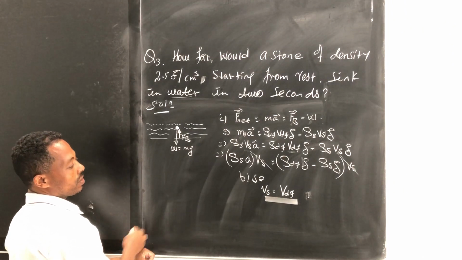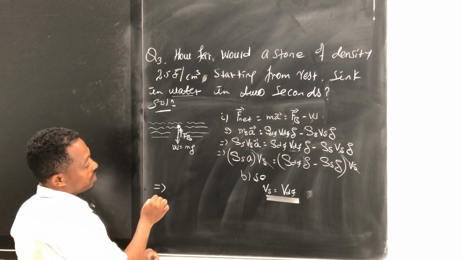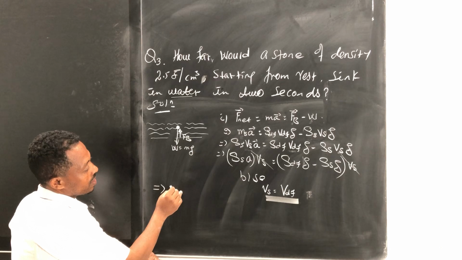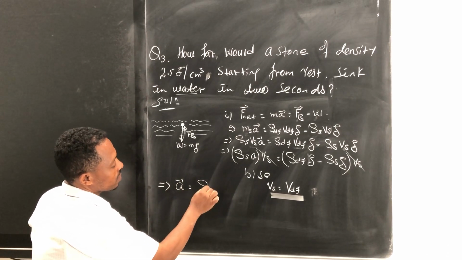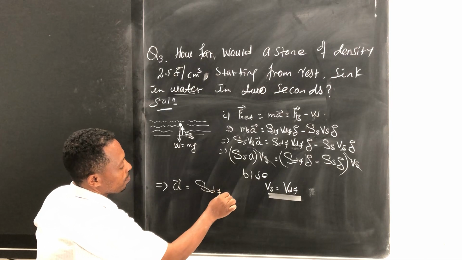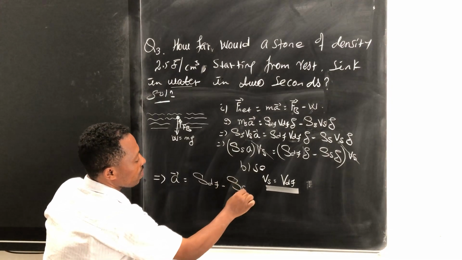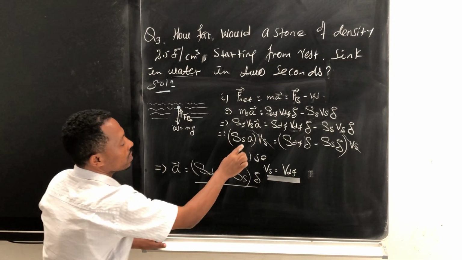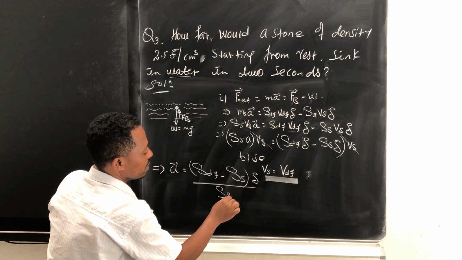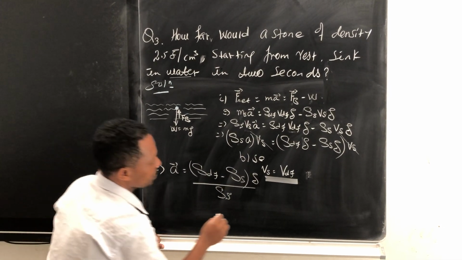What remains? Look, my dears, simply the acceleration is equal to the density of the displaced fluid minus the density of the stone, times g, the whole over the density of the stone. Great.